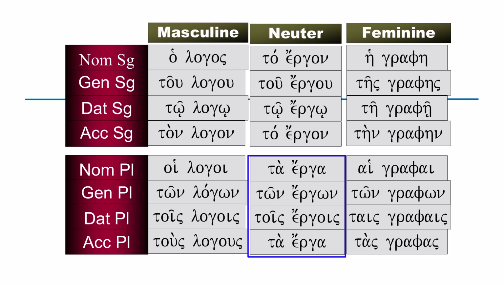And the dative has tois ergois, meaning to the works. The genitive shows possession. And when you're translating it, you will translate it to show possession of the works. And then you have the dative, tois ergois, meaning to the works. And the last one is accusative, ta erga, meaning the works. Remember, how you translate the nominative is the same as the accusative.